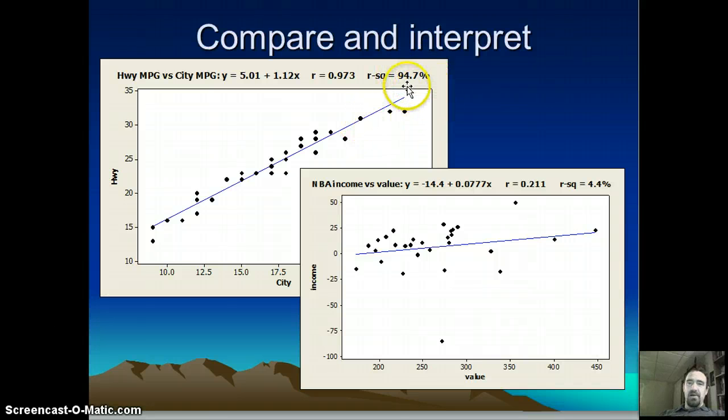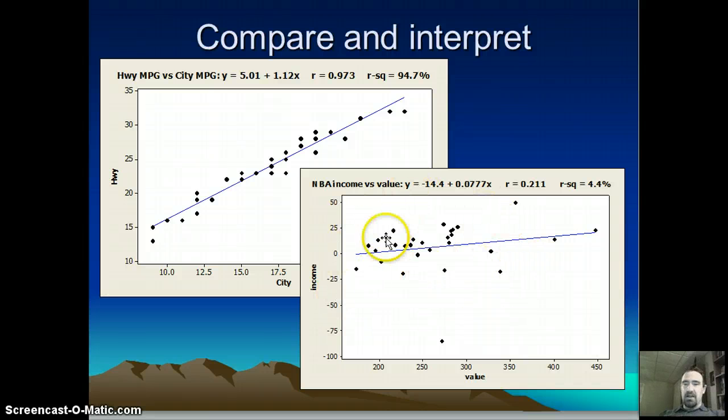Specifically, we say we can account for 94.7% of the variation in the highway miles per gallon based on our model of city miles per gallon. So in other words, if I know the city miles per gallon for my car, I can explain almost everything there is to know going on with highway miles per gallon. How about this set of data here? This is NBA income versus value. The NBA values, that's how much for example, you could sell the team for if you were trying to sell the NBA team. The income, in contrast, is how much money they bring in over a season.